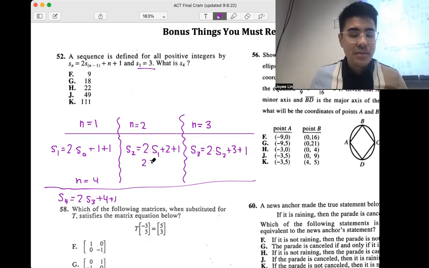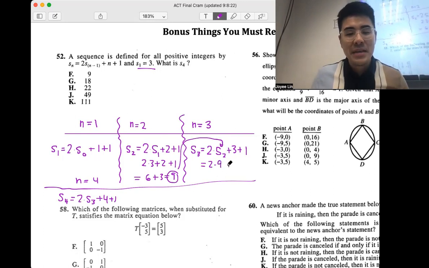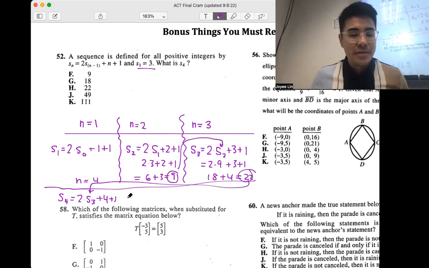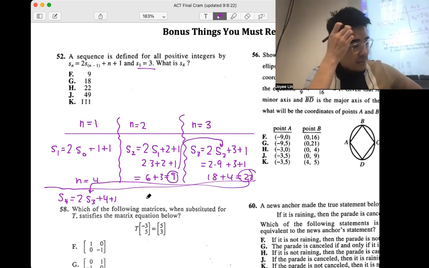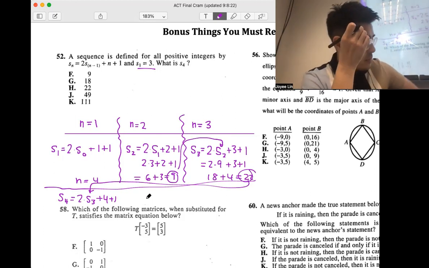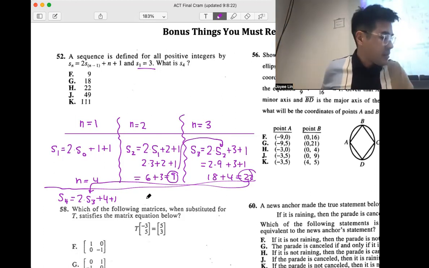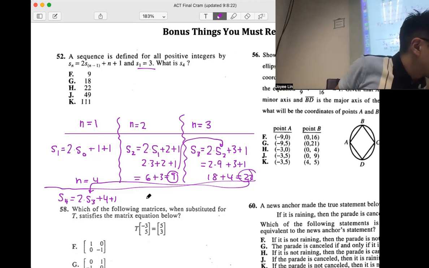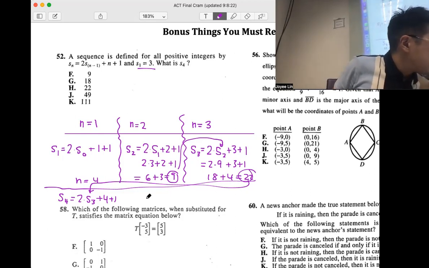It says S of 1 is 3. So it's 2 times 3 plus 2 plus 1 is equal to 6 plus 3 is equal to 9, right? So then I'm going to take this number and now plug it in for the new one, right? So this is equal to 2 times 9 plus 3 plus 1. So this is 18 plus 4 is equal to 22. And so I have to plug this one into the new one. Anybody have questions on how I did that one?